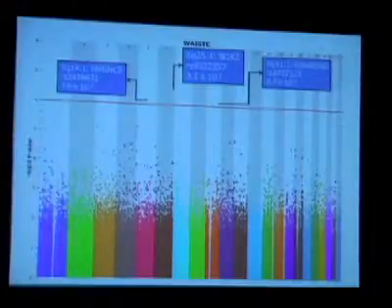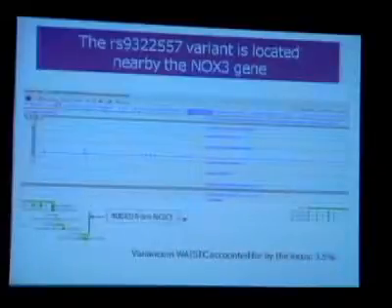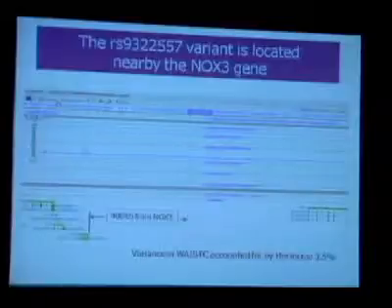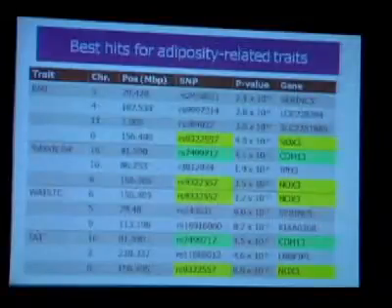And as you can see for waist circumference, the best signal was obtained on chromosome 6 in a gene called NOX3. And the p-value was 3.1 times 10 to the minus 7. And in fact, this particular SNP was not directly in the NOX3 gene, but was about 400 kb from the NOX3 gene. And the variance in the waist circumference accounted for by this particular SNP was 3.5%.